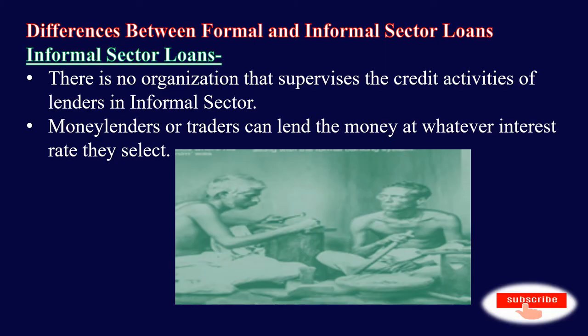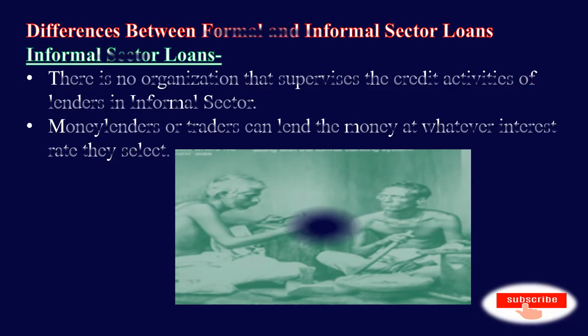Sometimes the earnings of the borrowers are not enough to pay off the high interest rate. And when they fail to repay the loan on time, moneylenders use unfair means to get their money back and no one is there to stop them.